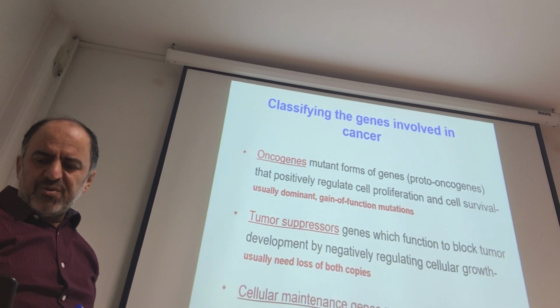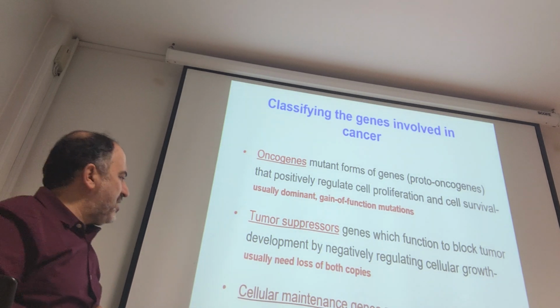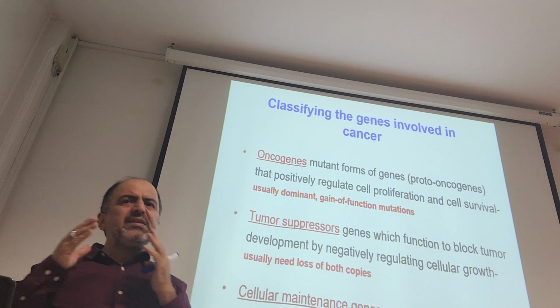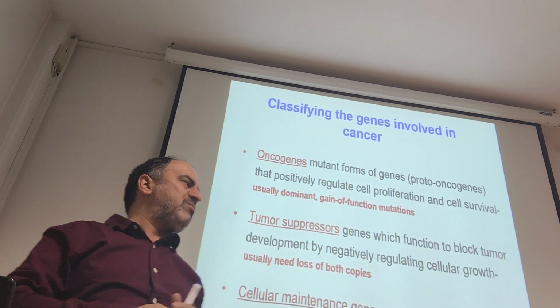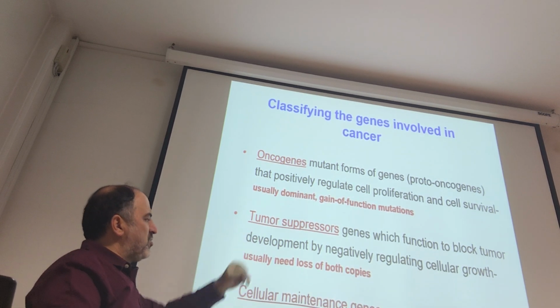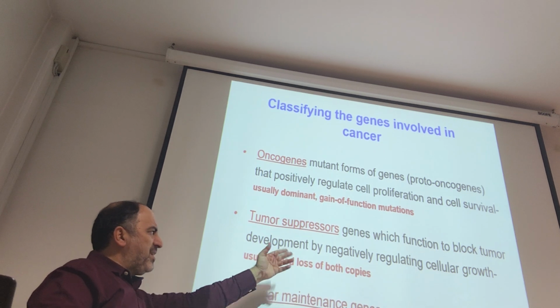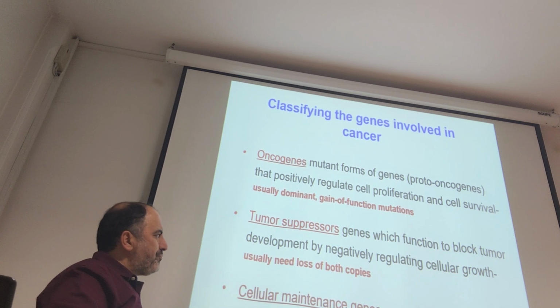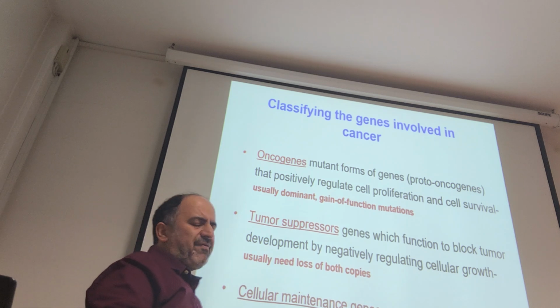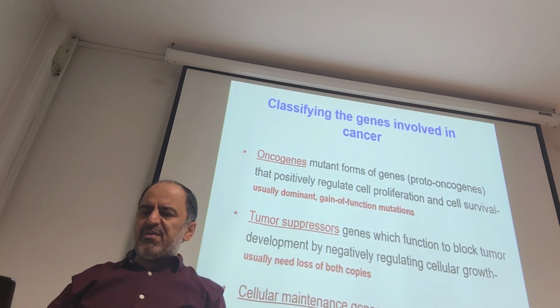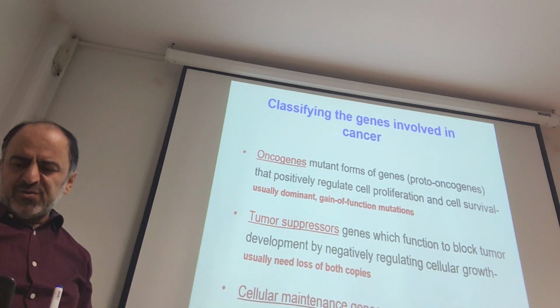The third group, which has several names, same as cellular maintenance genes, or the genes responsible for detecting mutation and repairing the mutation, again same as tumor suppressor gene, both alleles should be mutated. They are negative regulators and they have loss of function. These two are very similar to each other. The previous one was completely different from the other two.